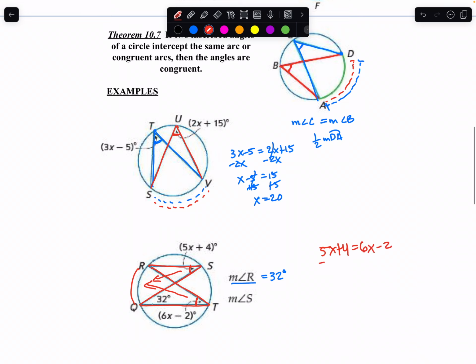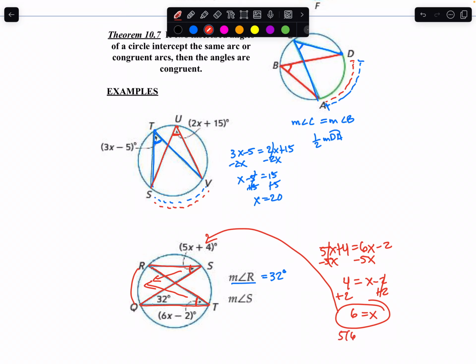I can solve for x by moving the 5x over. 4 equals x minus 2. Move the 2 over. X equals 6. Now, we're trying to find the measure of angle S. So we take the 6 and we plug it in for angle S. So we got 5 times 6 plus 4. 30 plus 4 is 34 degrees.